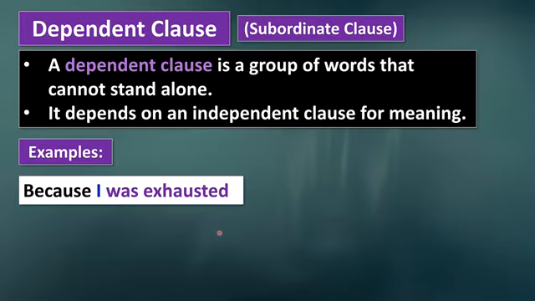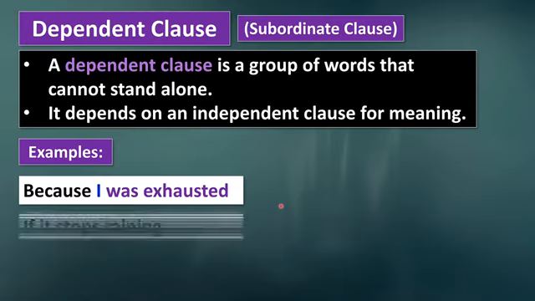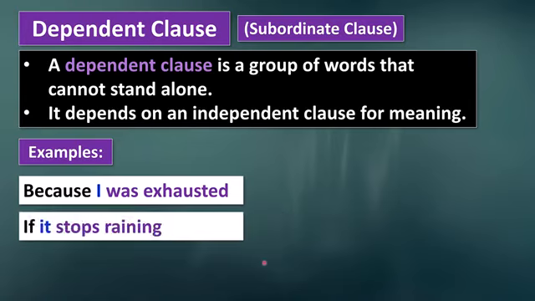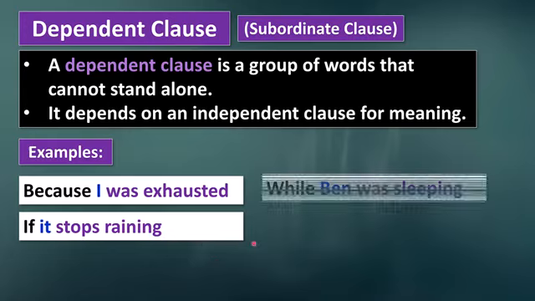For example, I didn't go to the party because I was exhausted. This dependent clause needs an independent clause for meaning. Here's another example. If it stops raining. Once again, the word if makes this a dependent clause. What happens if it stops raining? More information is needed, so this is a dependent clause. We could not finish this with a period.